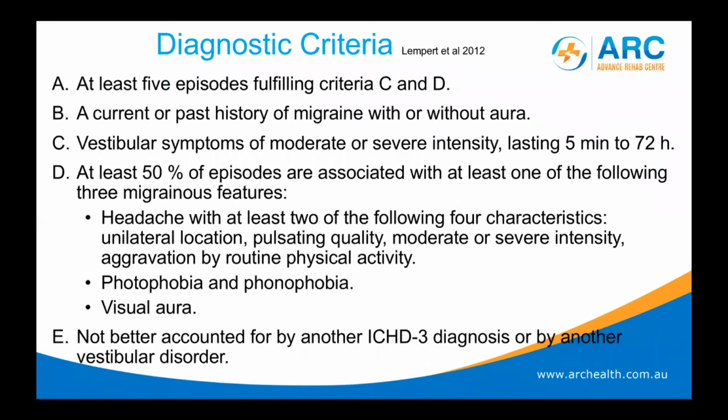So how is somebody diagnosed with a vestibular migraine? There is some diagnostic criteria that we generally follow. Certain aspects of it can be a little controversial, particularly around how long things last for. So for someone to be diagnosed with a vestibular migraine, they must have at least 5 episodes fulfilling criteria C and D that I'll talk through in a minute. The person must have a current or past history of migraine with or without aura.